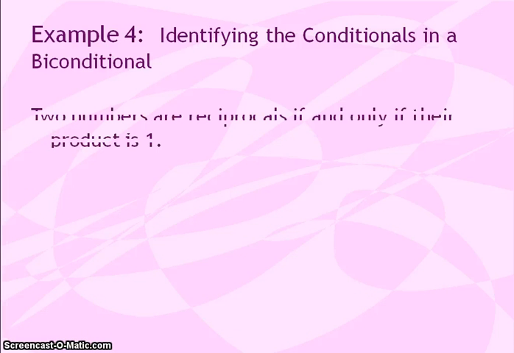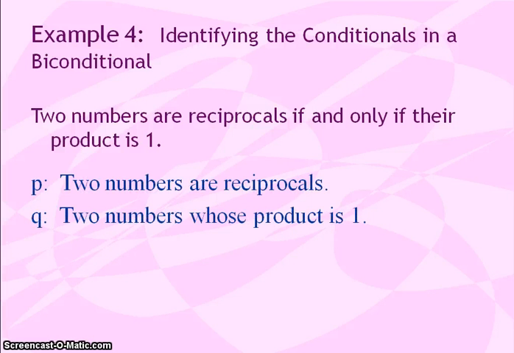All right, let's identify the conditionals again. Two numbers are reciprocal if and only if their product is 1. So you may want to even pause now and try to write down what you think the two conditionals are, and then you can restart the video and see if you got it right. In this case, the two conditionals are two numbers are reciprocal, and then the second one is two numbers whose product is 1. So it has to work for P then Q and Q then P.